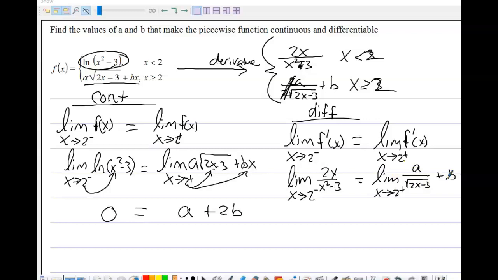Let's do some direct sub. So if I plug in 2 to the top, I get 4. If I plug in 2 to the bottom, I get 4 minus 3, which is 1. So 4 over 1 is 4. And if I plug in 2 here, 2 times 2 is 4, minus 3 is 1, and the square root of 1 is 1. Therefore, a over 1 is just a, and then b doesn't change. There's no x there. At that point, we have a system of equations that we need to solve.